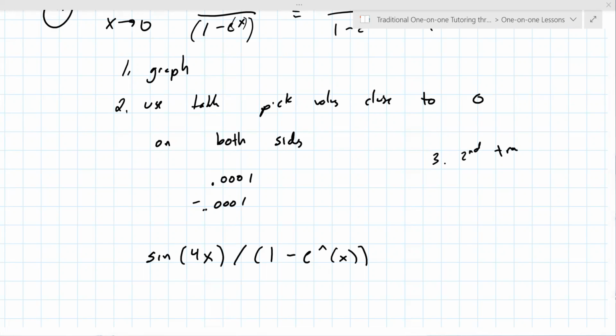So second trace, value. But that gives you x. I don't want x, I want y, right? You put in an x. Put it as x equals 0. Well, it'll tell you it's undefined though. So you have to pick something really close, like 0.001 or minus 0.001.